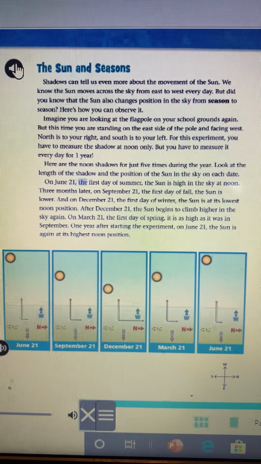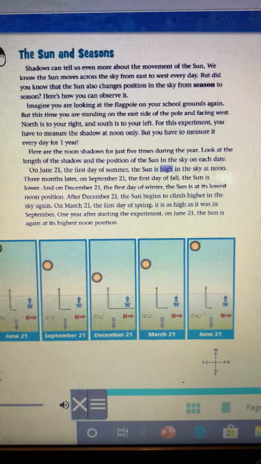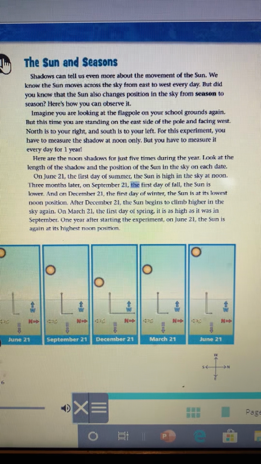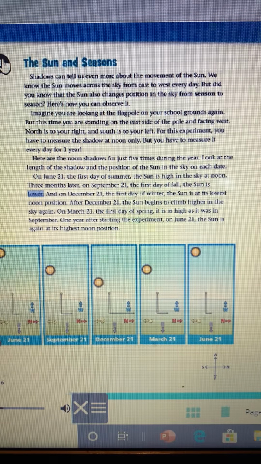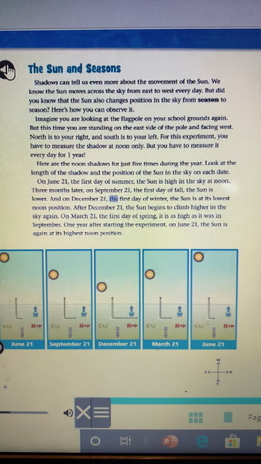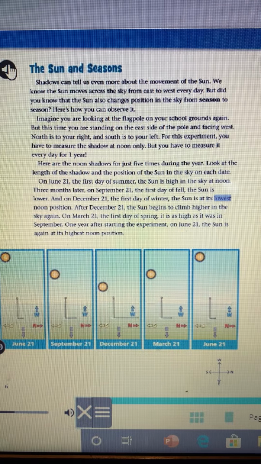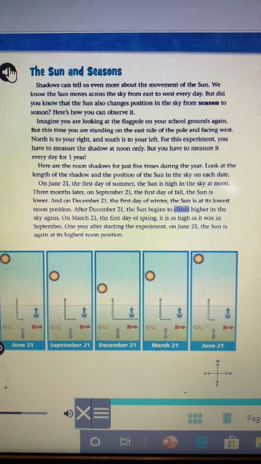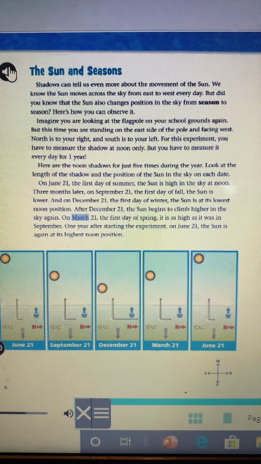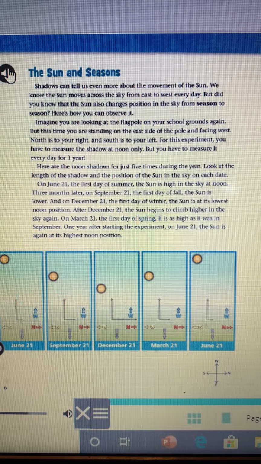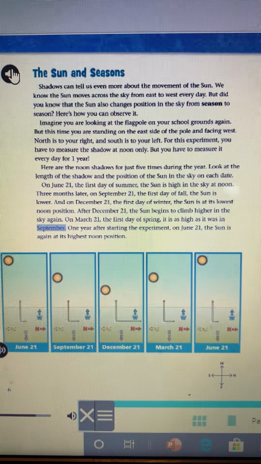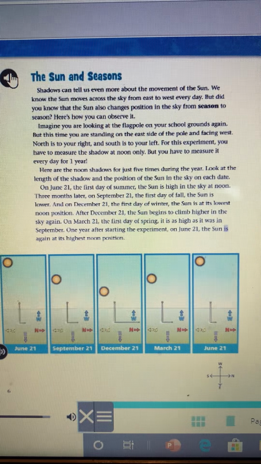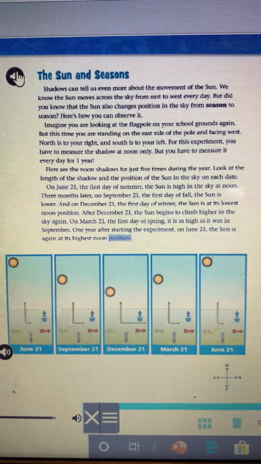On June 21st, the first day of summer, the sun is high in the sky at noon. 3 months later, on September 21st, the first day of fall, the sun is lower. And on December 21st, the first day of winter, the sun is at its lowest noon position. After December 21st, the sun begins to climb higher in the sky again. On March 21st, the first day of spring, it is as high as it was in September. 1 year after starting the experiment, on June 21st, the sun is again at its highest noon position.